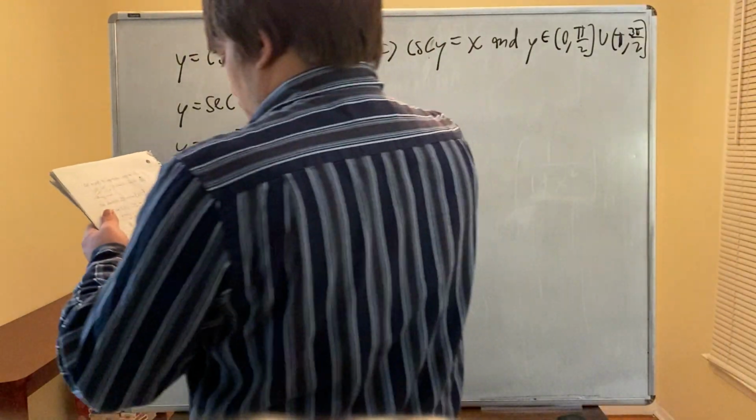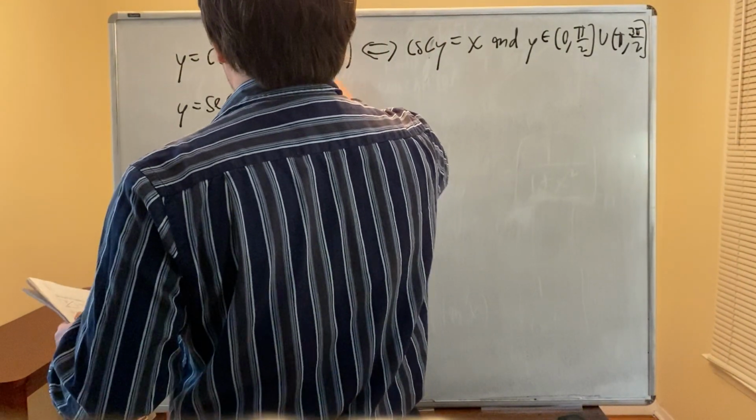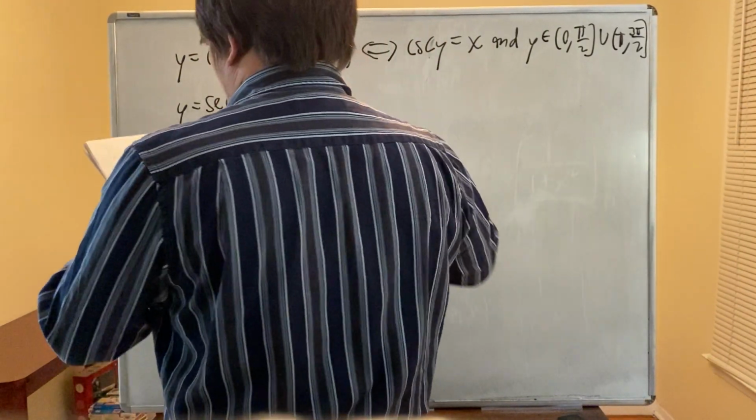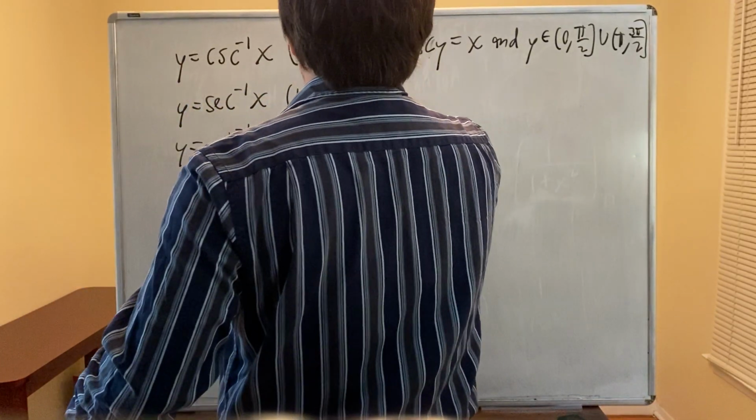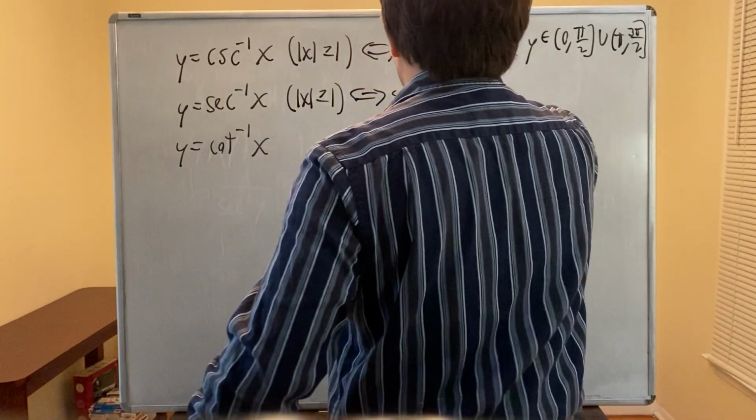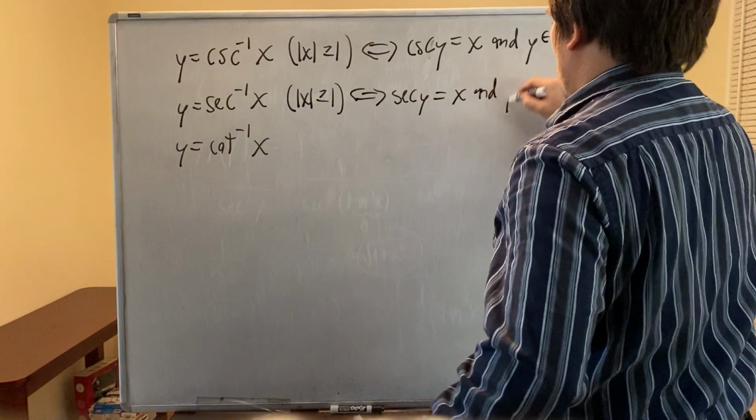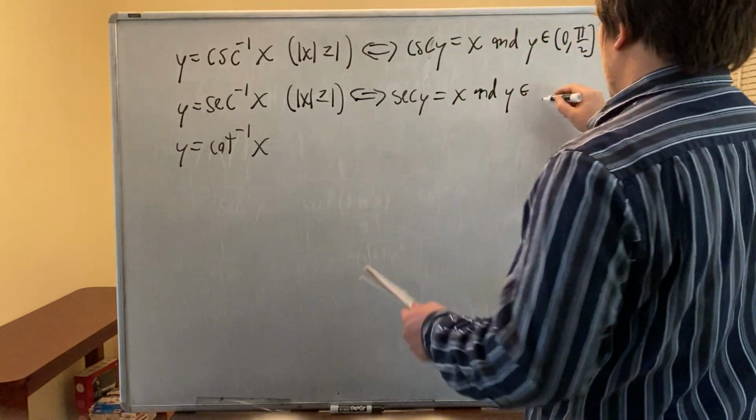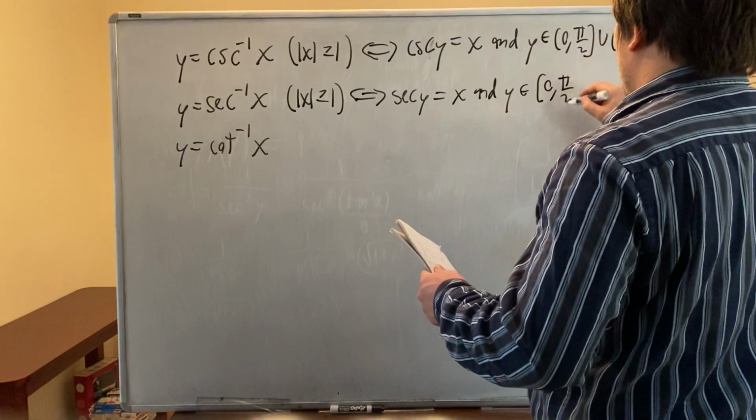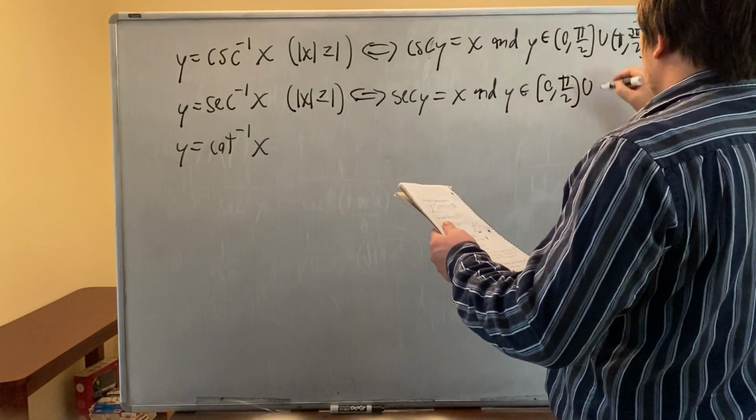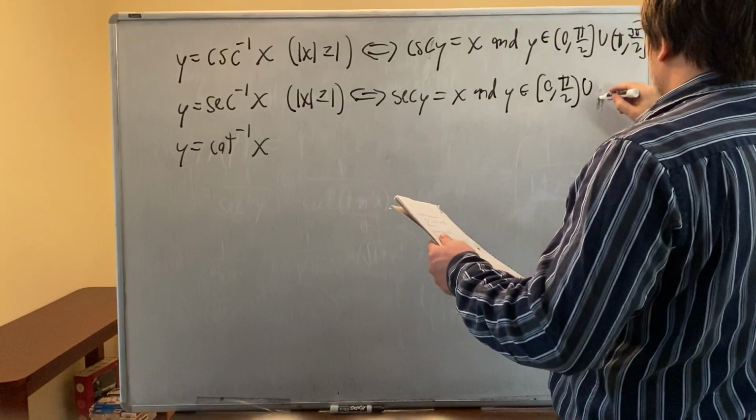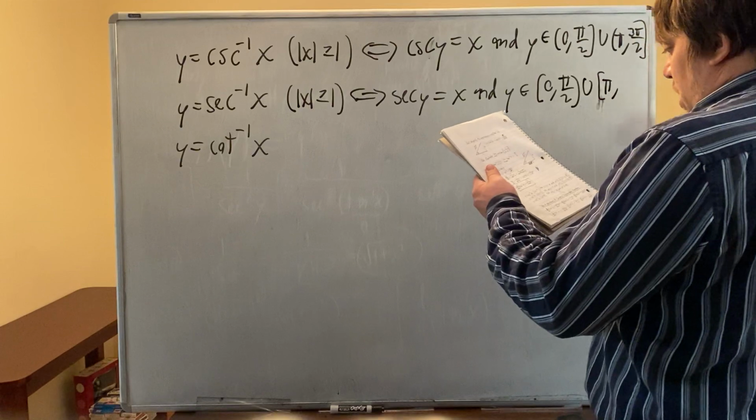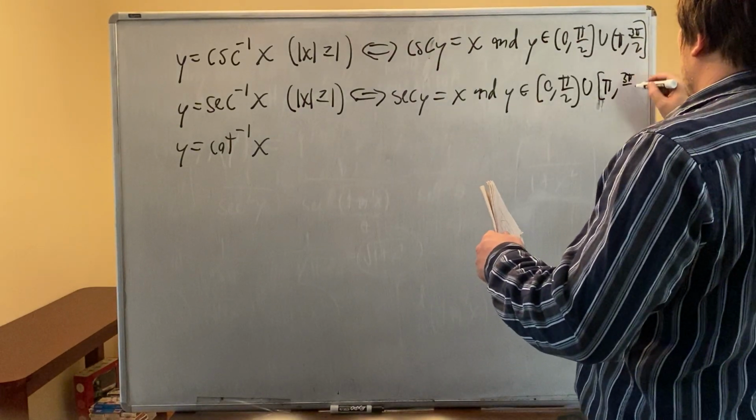Okay, here, y equals secant inverse x. This is for absolute value of x greater or equal to 1. And this is if and only if secant y equals x and y belongs to 0, pi over 2 union pi, 3 pi over 2.